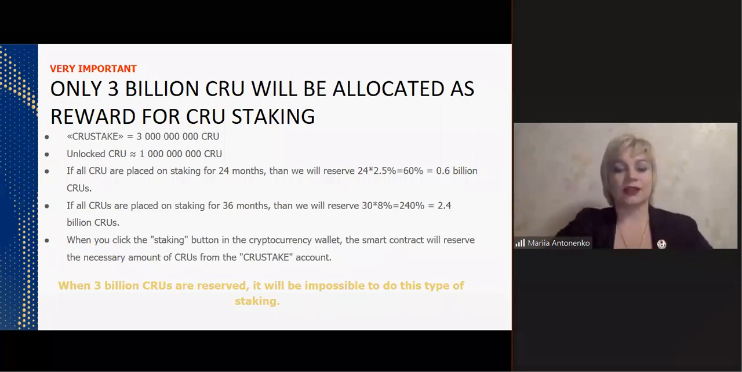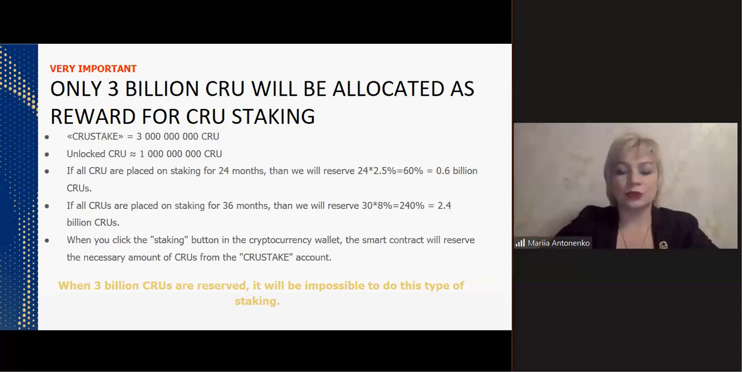And it's not under our control. It does not depend on time or on our wish. It depends on how many people are going to stake their unlocked CRUs, and those who come first will be able to. We won't be able to extend that option. Only 3 billion CRUs will be reserved as a reward for CRU staking.